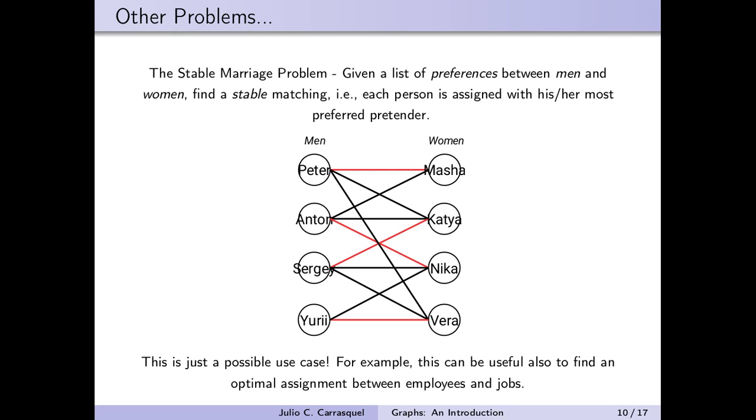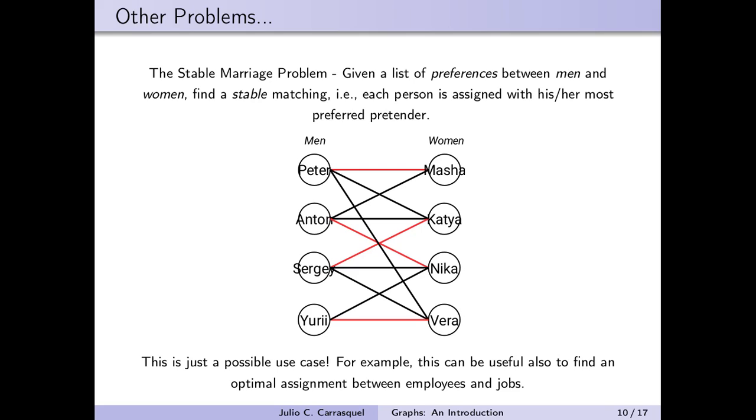Another problem instead is with bipartite graphs, graphs that are divided into sets of nodes. The idea here is that we want to match each node from one set to another. So here we want to assign each man to a woman according to his or her preferences.